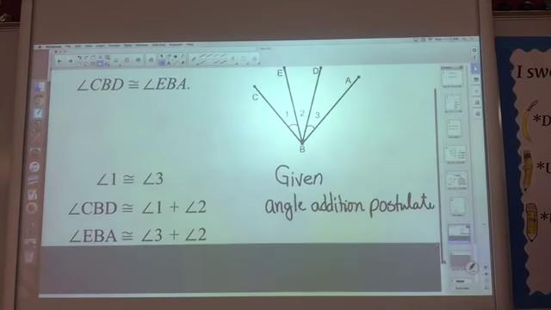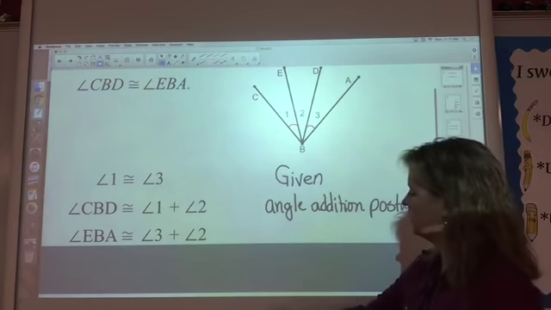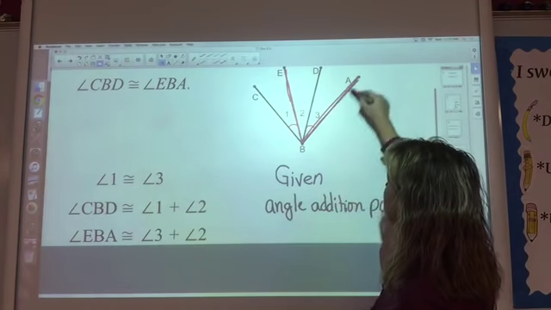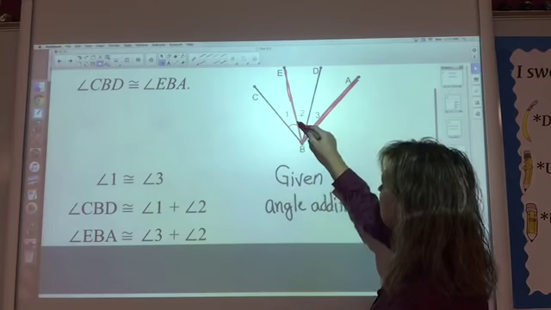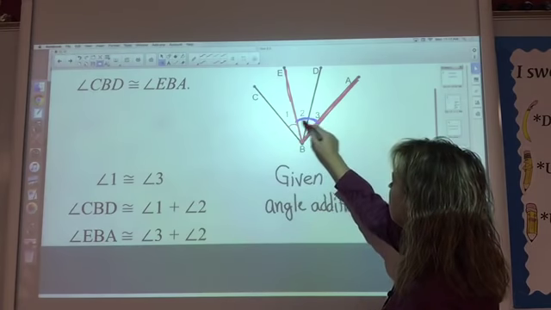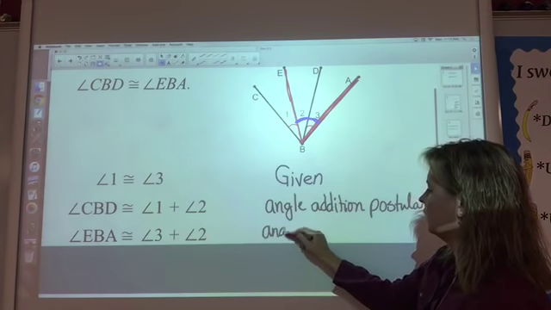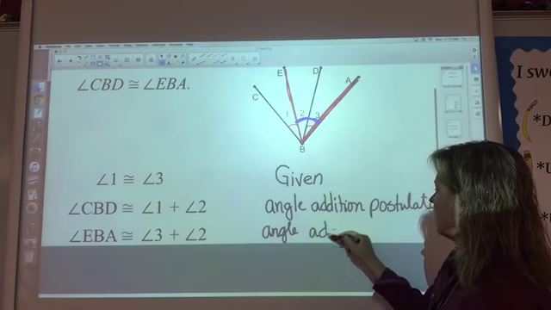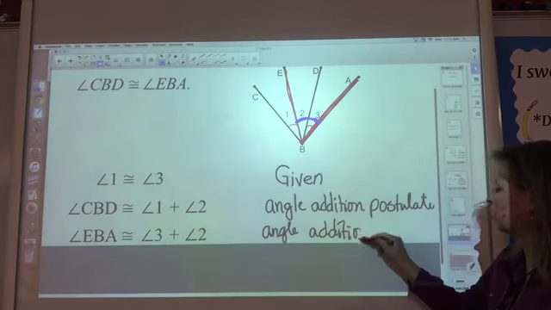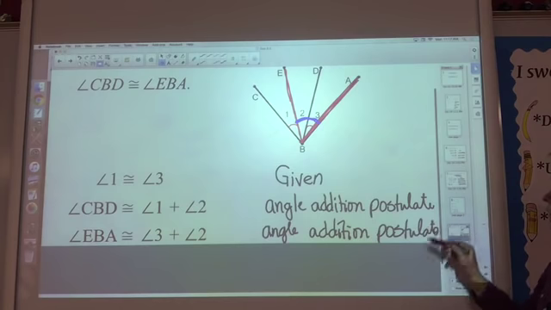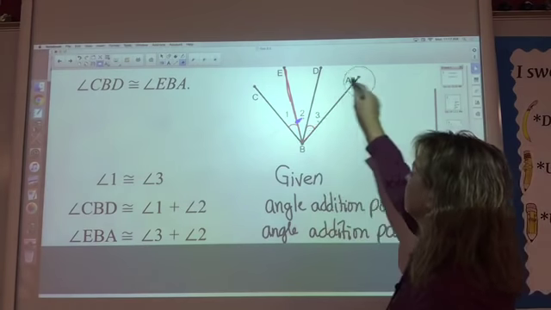Go ahead and write the next step down. Angle EBA is congruent to angle 3 plus angle 2. Same thing, just different part of the diagram. EBA, they said that you can take angle 1, angle 3 and angle 2 and put those together. And we can by the angle addition postulate. We need a reason for everything. Everything needs a reason.